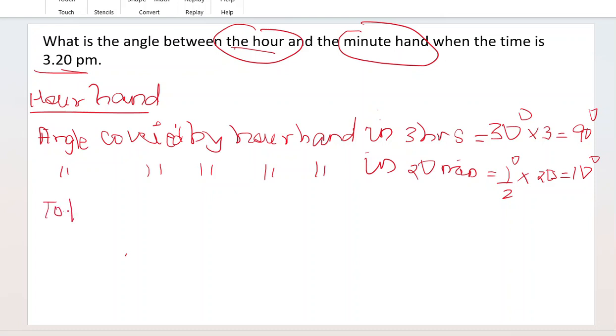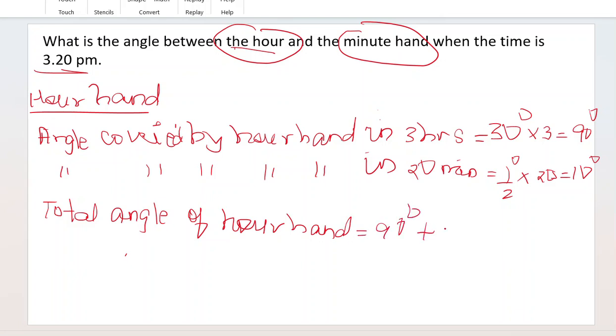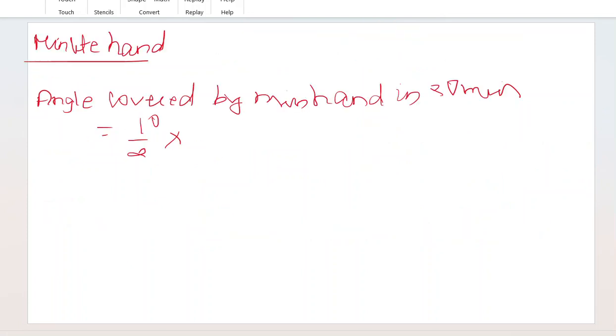Therefore, over here, I get the total angle of the hour hand as 90 plus 10, which is 100. So basically, you first calculate hour with hour. If it is 4 hours, you take 30 into 4. Then you take hour with minute, and that is half multiplied by whatever minutes are there. Fine. We move further. Now we calculate the angle of the minute hand.